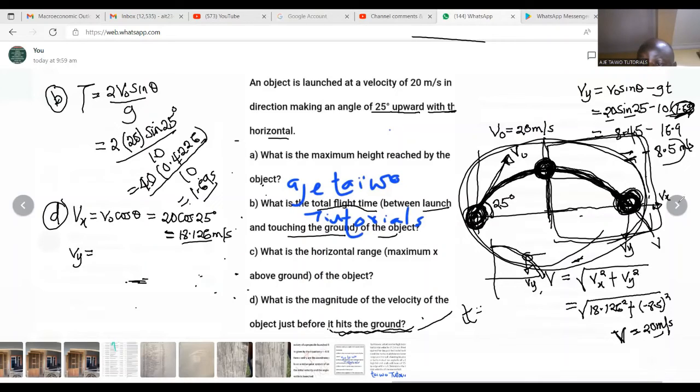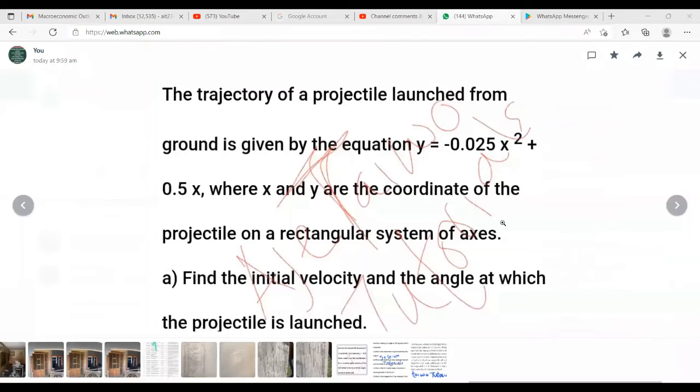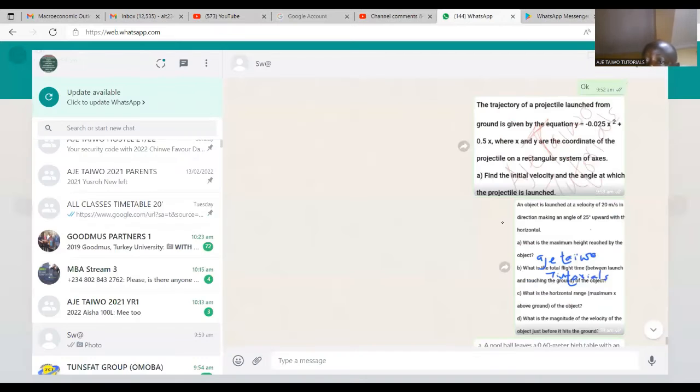Can I hear a question? Let's see this one. The trajectory of a projectile launched from ground is given by the equation. You are given this equation. Just watch, please.